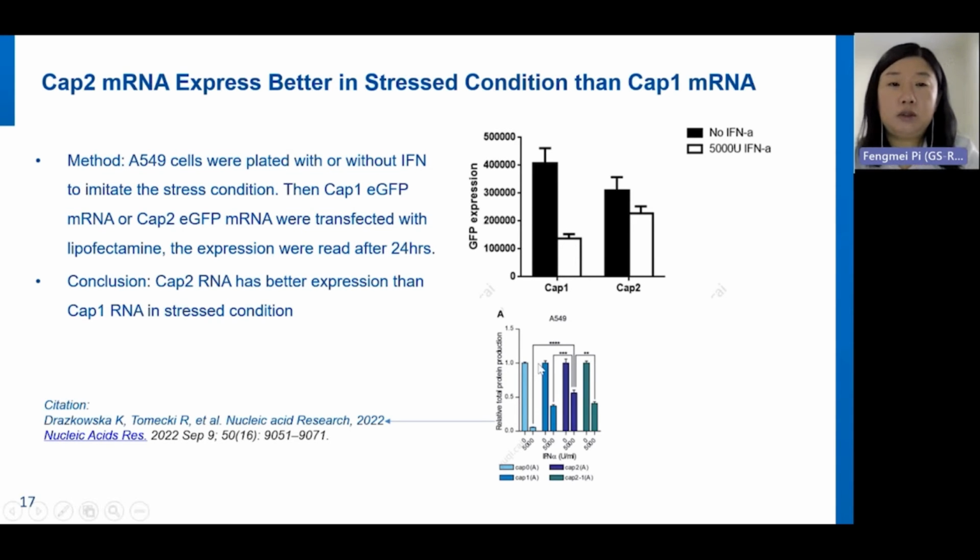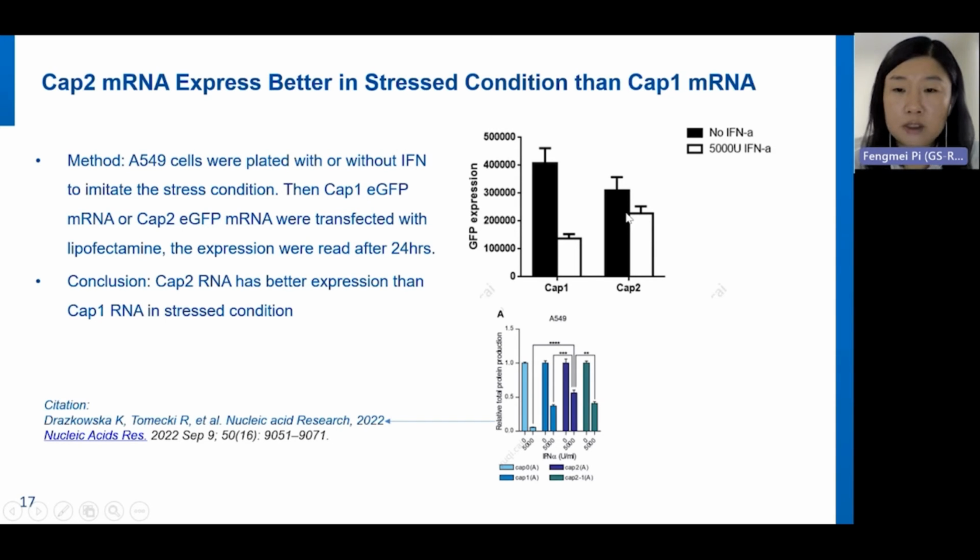And we further looked at how the Cap2 RNA expresses under stressed conditions. In the result, we challenged the A549 cells with interferon alpha. When there is no interferon alpha present, the Cap1 and the Cap2 RNA are similar. Actually, Cap1 expressed better here. But when there is strong interferon alpha condition, you could see Cap2 RNA expressed better than Cap1 mRNA.